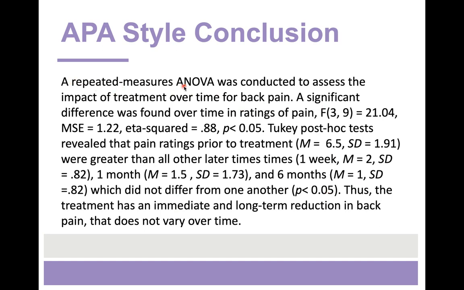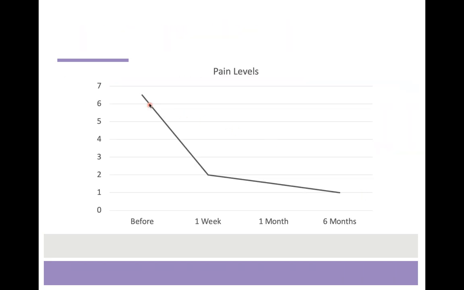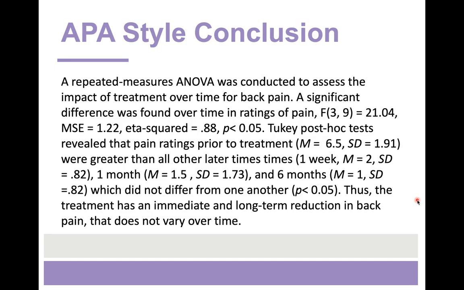So the first thing we do is state what test we used and what our research question was. The second thing we do is report the statistics for our overall ANOVA. If we're significant, then the third thing we do is explain which of our post hoc tests were statistically significant and which were not. And then we provide our conceptual take-home message, which was that treatment for back pain works immediately and then stays consistent over time. Thus, treatment has an immediate and long-term reduction in back pain that does not vary over time.